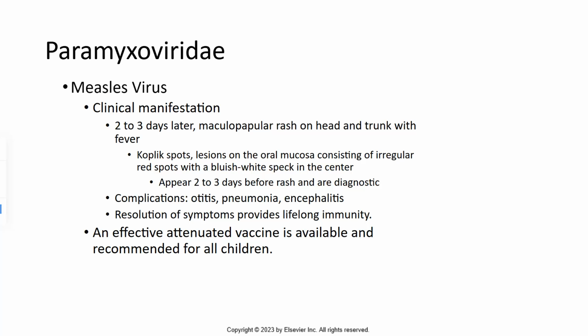Complications: otitis, inflammation of the ears, pneumonia, encephalitis, inflammation of the brain. Resolution of symptoms provides lifelong immunity. An effective attenuated vaccine is available and recommended for all children. Again, there's cases of measles now that are coming out in vaccinated individuals.